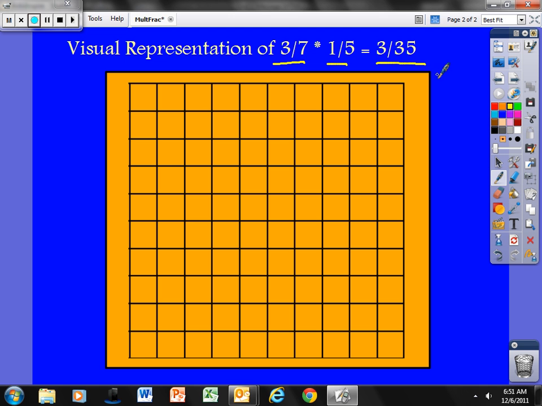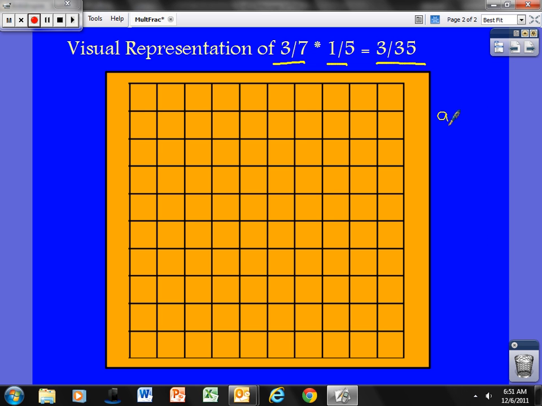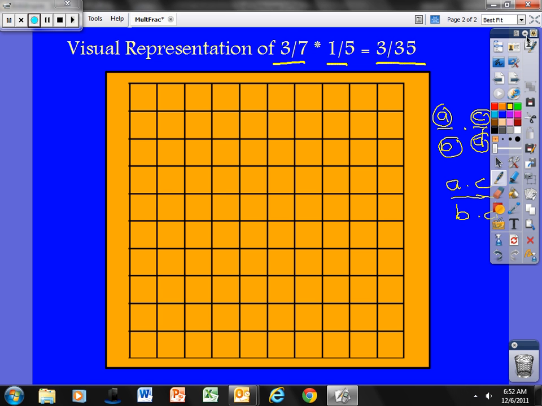I think we all remember the algorithm that we talked about yesterday, which was A over B times C over D, and how that equaled A times C over B times D, where we just multiplied numerator times numerator and then multiplied denominator times denominator. To look at this visually, we could see that 1 times 3 is 3 in the numerators, 7 times 5 is 35 in the denominator.